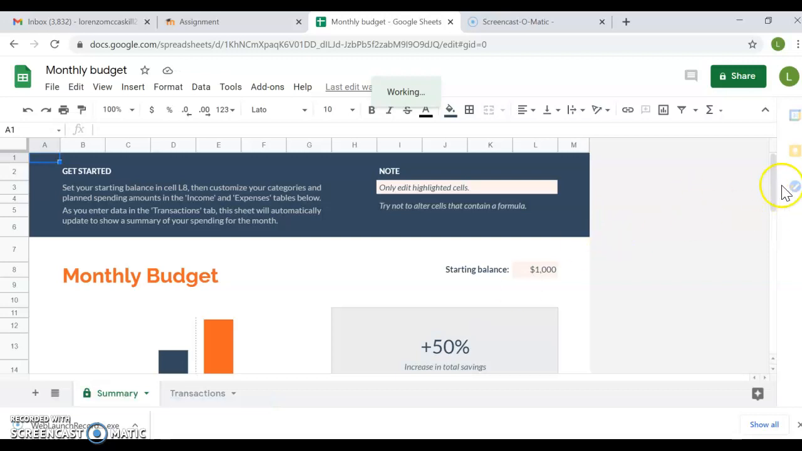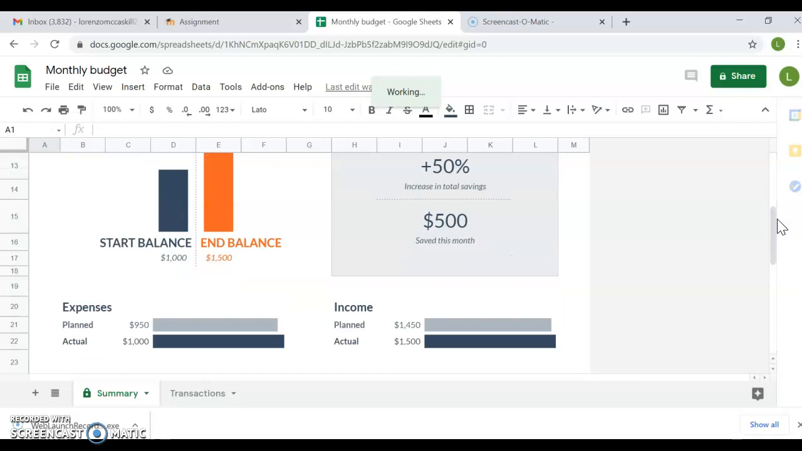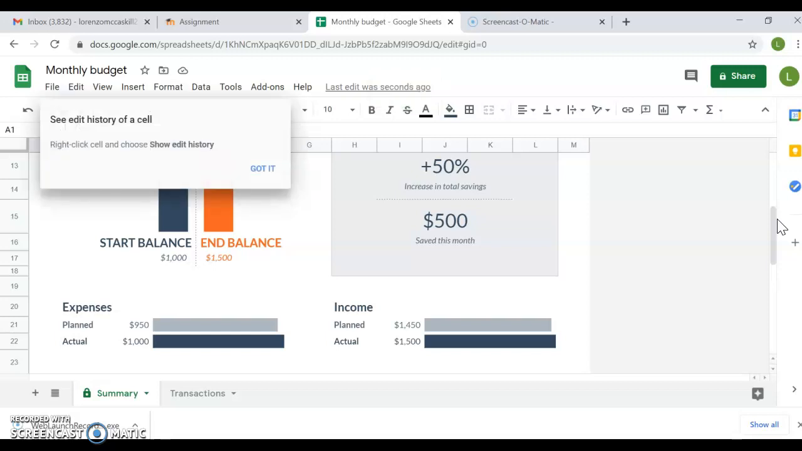month. So they're starting with $1,000. You can have your start balance and your end balance, your plan. So as expenses for plan, that's just like kind of an estimated guess on what you planned on spending, and then what you actually spend. That's the same thing for income. That's what you plan on coming in, and that's what you actually got.